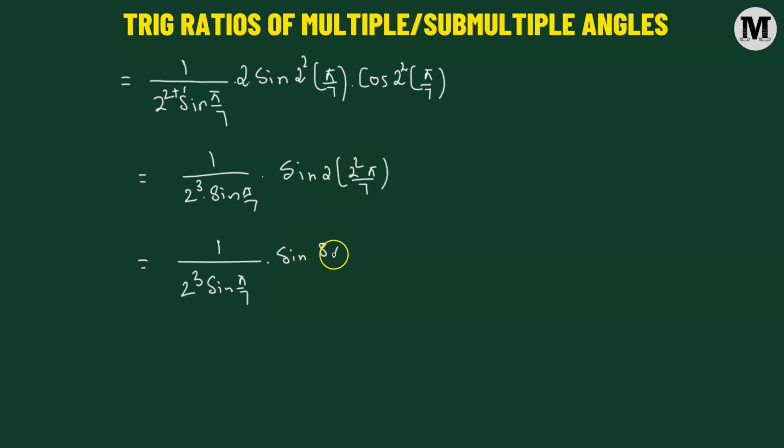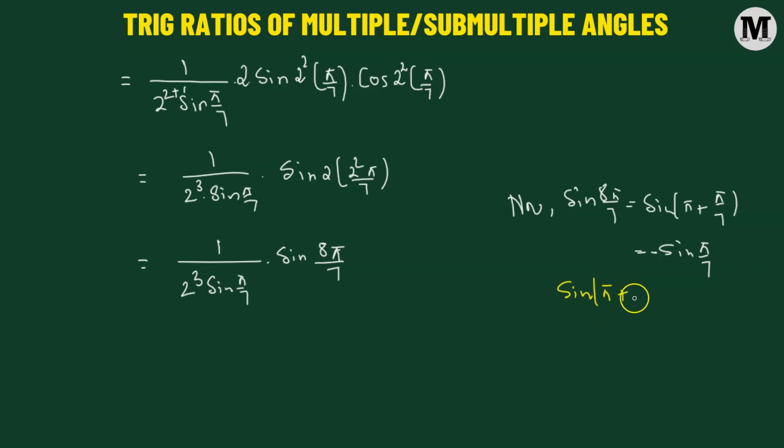So 2 cubed is 8. We have 8 pi over 7. Now, sine 8 pi over 7 can be also expressed as sine of pi added to pi over 7. In the third quadrant, sine is negative. Here we are using the fact that sine of pi plus theta translates to negative sine theta. Meaning we can replace sine 8 pi over 7 with negative sine pi over 7.